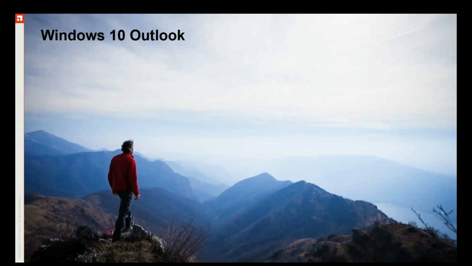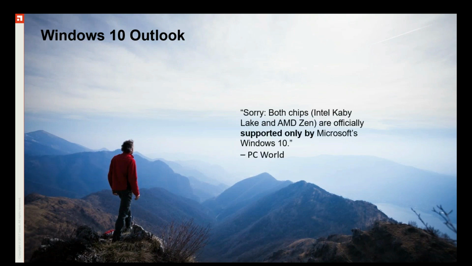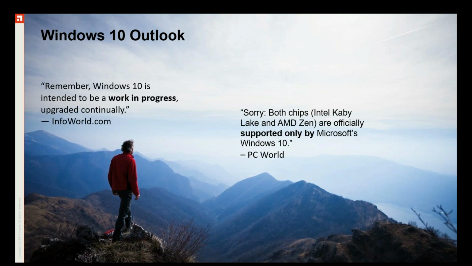So Windows 10 outlook, what does it look like? Microsoft is slamming the door on people like PC World and these PC builders. They had hoped that the new Intel Kaby Lake or AMD Zen chips might be offered for Windows 7 or Windows 8 PCs. But actually, both chips are only supported by Windows 10, is what they've been told. Microsoft made them do it. The latest chips will only support Windows 10, says Mark Hachman of PC World. And remember that Windows 10 is intended to be a work in progress and upgraded continuously. So don't get settled on the version you've got, because it's likely to change, and Microsoft are forcing their hand there.